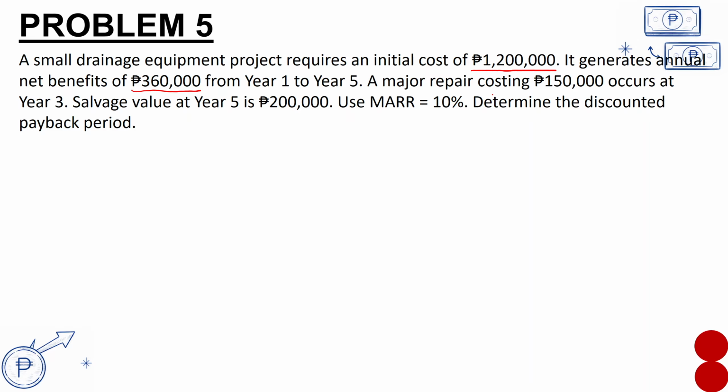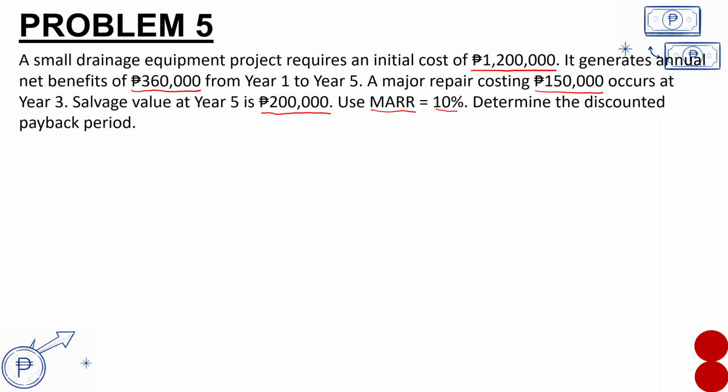Now, along the way, this equipment project requires a major repair, and that major repair costs 150,000 pesos, and this occurs at year 3. The salvage value at year 5 is 200,000 pesos. We have a minimum attractive rate of return that is equal to 10%, and determine the discounted payback period. Okay.